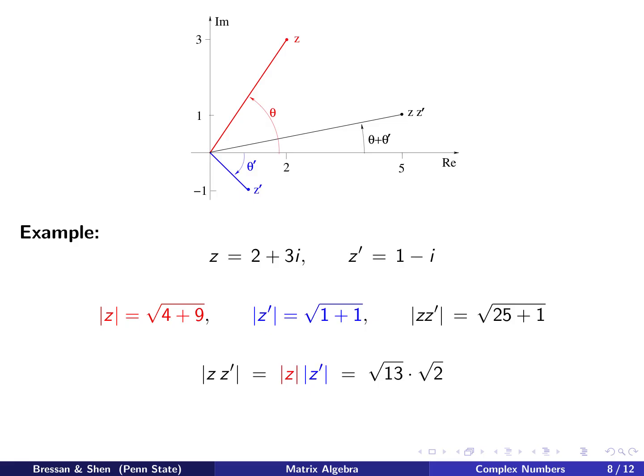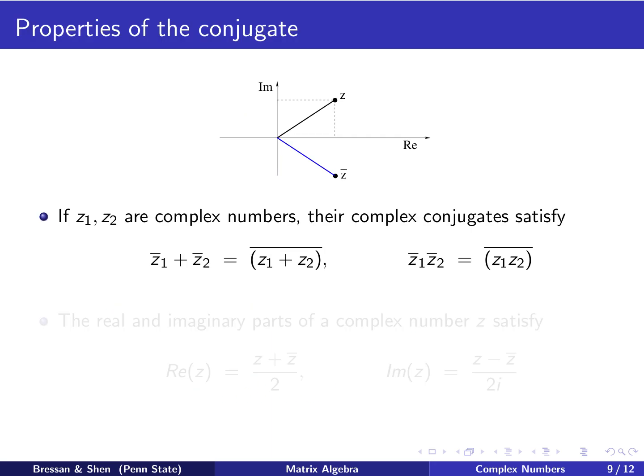Okay, so let's verify the property of the moduli. Let's look at the modulus of z times the modulus of z prime. That will be the square root of 13 and then the square root of 2, and that gives you the square root of 26, which is the same as that number. Okay, so we show in this example that this identity holds. Now let's look at some properties of the conjugate.